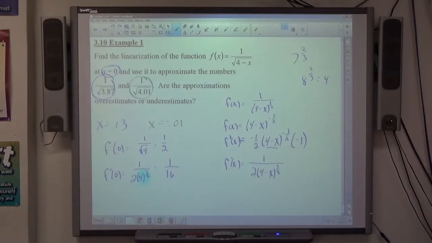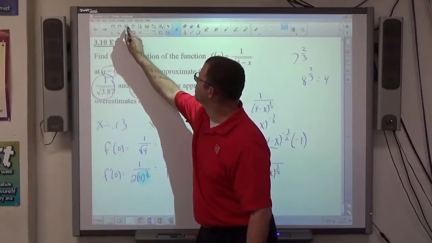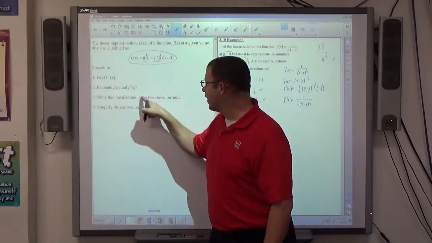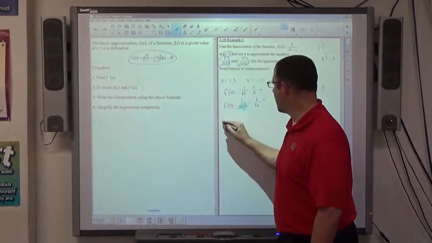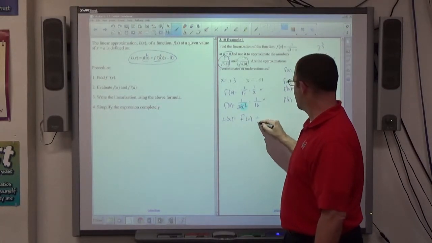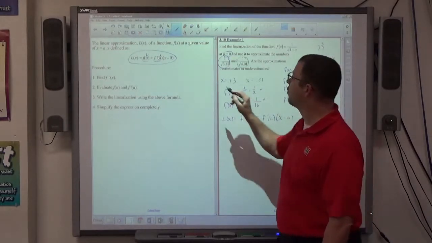Alright? So that's what step 2 is. Evaluate the function at A, evaluate the derivative at A. So these two numbers are important to us. Step 3, going back here. Oops, maybe going back here. There we go. Write the linearization, use the formula. The formula says L of x is equal to f of A plus f prime of A times x minus A. That's the linearization formula.